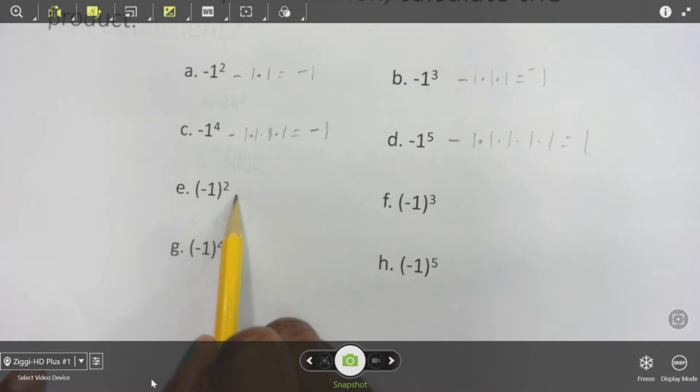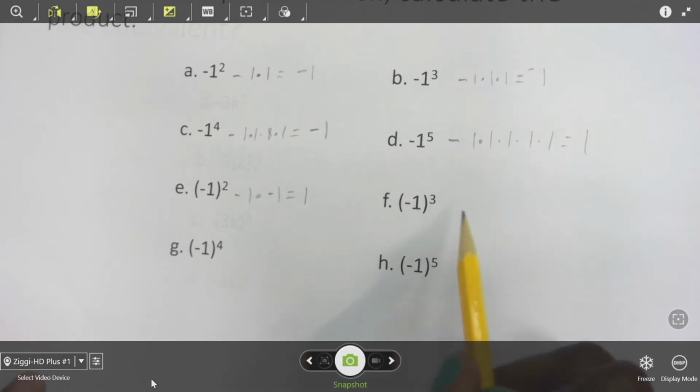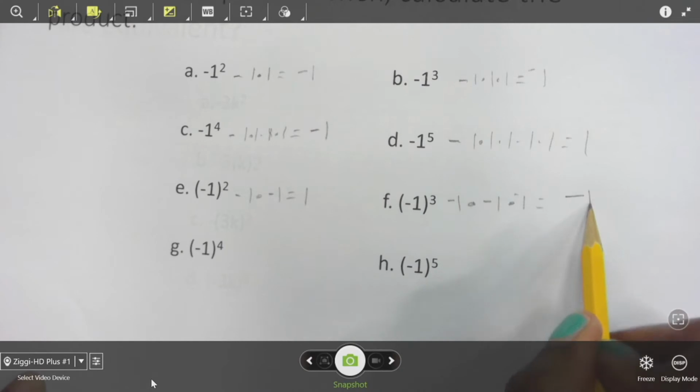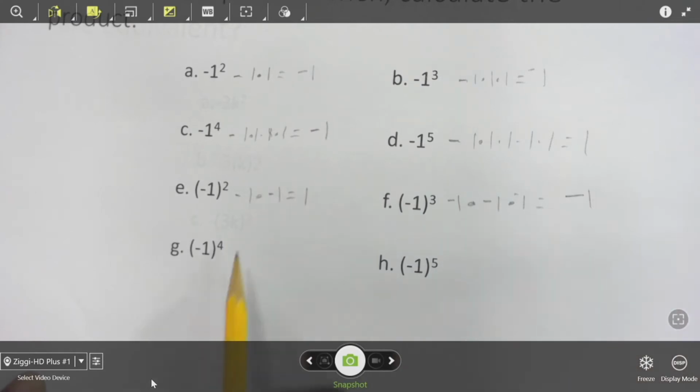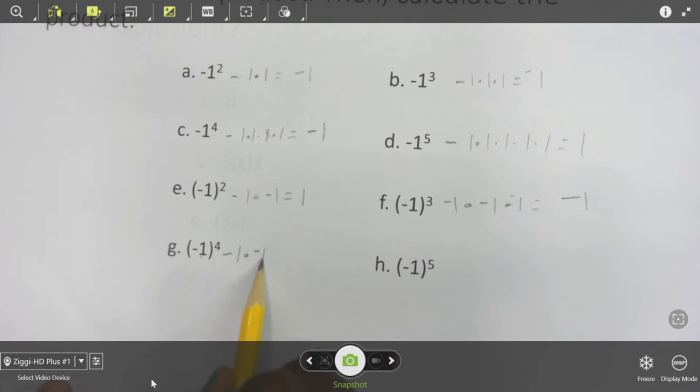Here we have negative 1 times negative 1 equals 1. Something's different here, huh? But then we have -1 times -1 times -1 equals -1. And -1 is being raised to the fourth power here. Notice it's inside parentheses, so it's -1 times -1 times -1 times -1 equals, what do you think? 1.